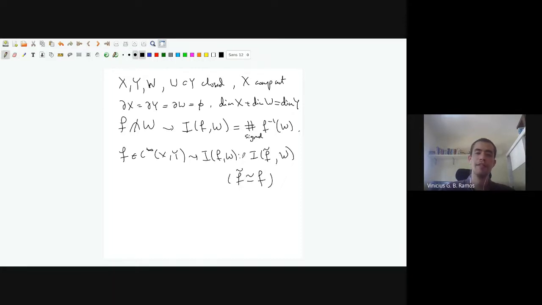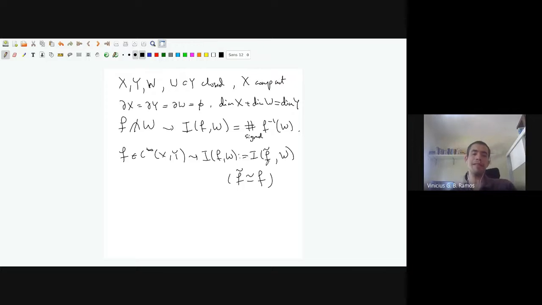And we proved that if two things are homotopic, then their intersection numbers are the same. So that means that this definition is good. It doesn't depend on which representative, which f tilde you pick. Okay? So that's very nice.